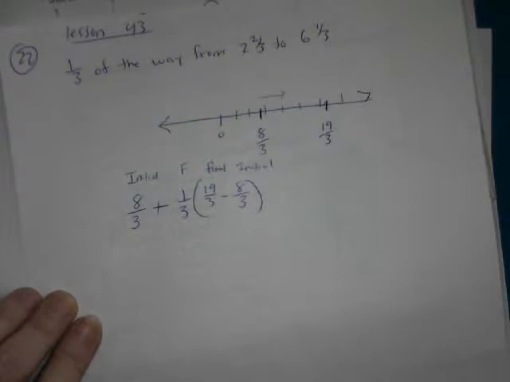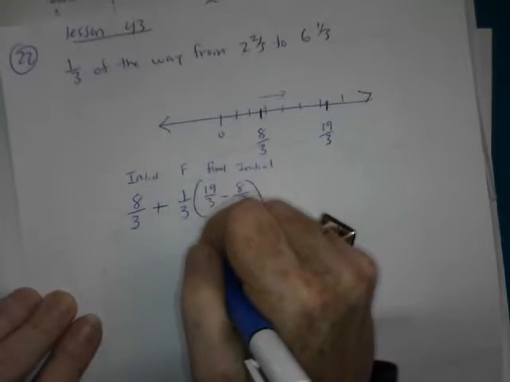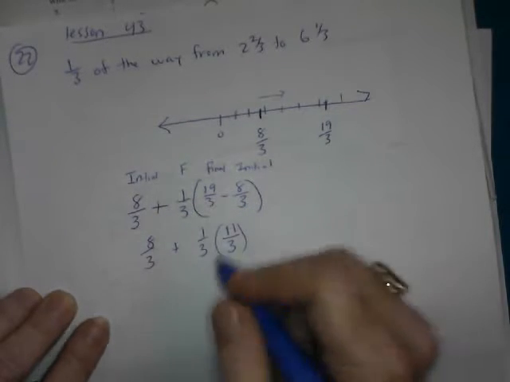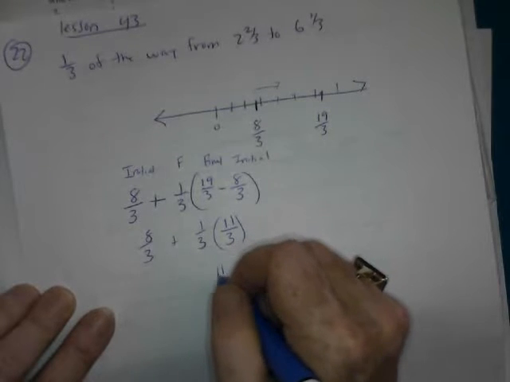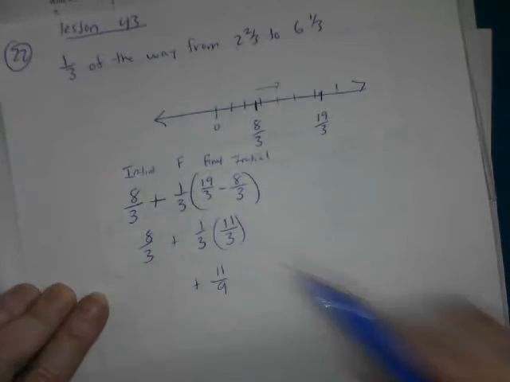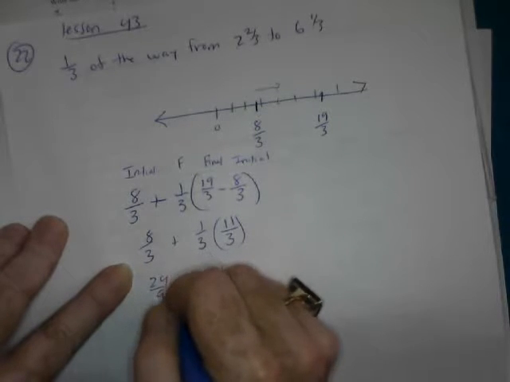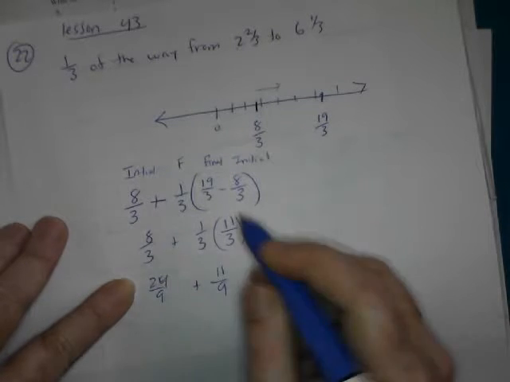So 19 minus 8 is that 11/3? Times 1/3, so plus 8/3. So, it messes up my denominator, huh? So that's 11/9. So if I write this as 9, then I can go 24/9. Okay, so and then 24 plus 11 could be 35/9.